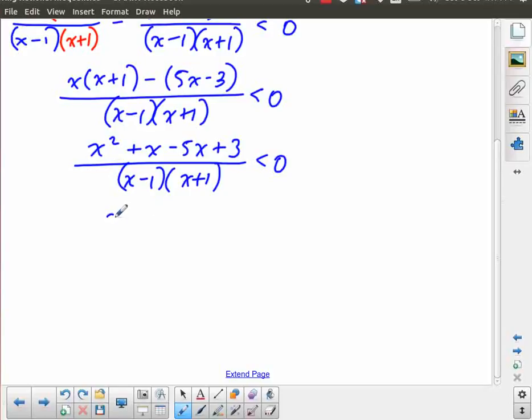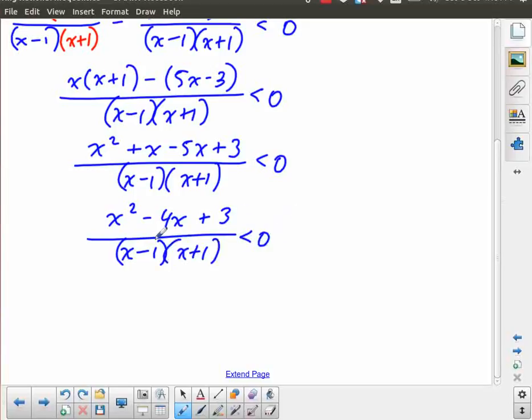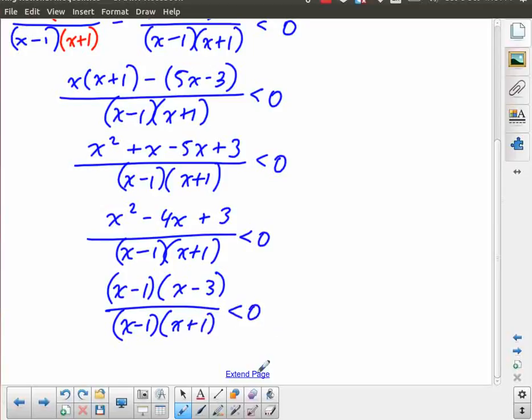So I end up in the numerator with an x squared minus 4x plus 3 over x minus 1 times x plus 1, and that's all less than 0. Last step of this algebra side is going to be to factor this. Two numbers that multiply to positive 3 and add to negative 4. That's x minus 1 and x minus 3 over x minus 1 x plus 1 is less than 0.